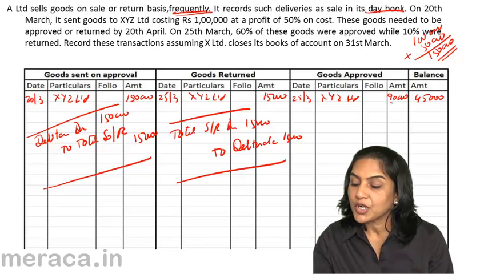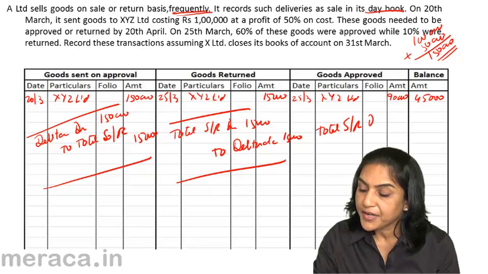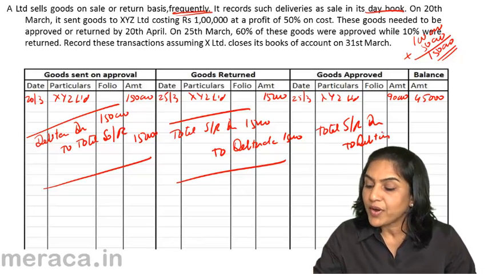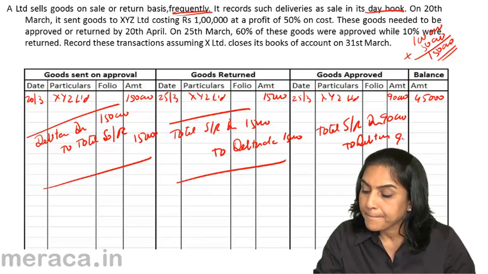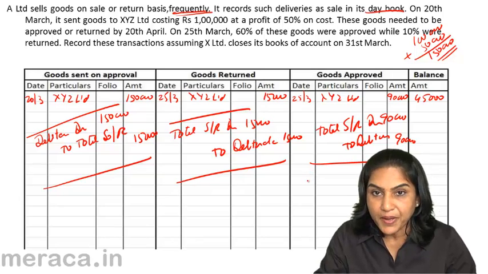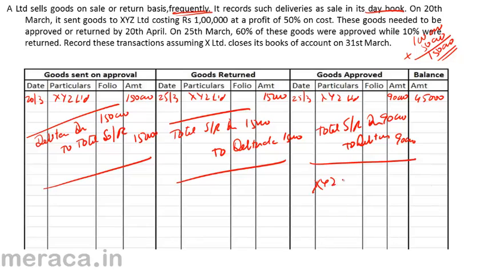And the effect of the goods approved would be to again do the same, that is total sale or return debit to debtor's account. So when goods are returned or when goods are approved, the entry in the memorandum books is one and the same. However, in addition to this memorandum book, there would be one entry, that is XYZ's account in the main books to sale transaction for 90,000. The moment goods are approved, we need to pass the entry in the main books.